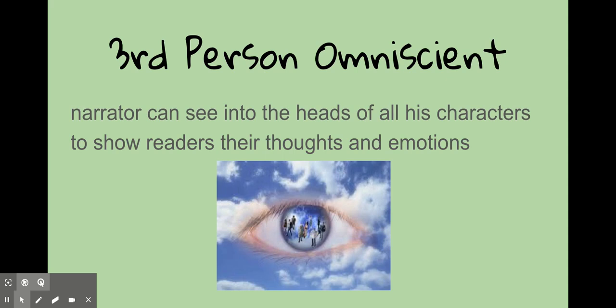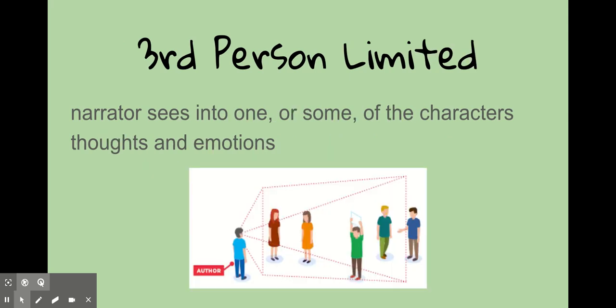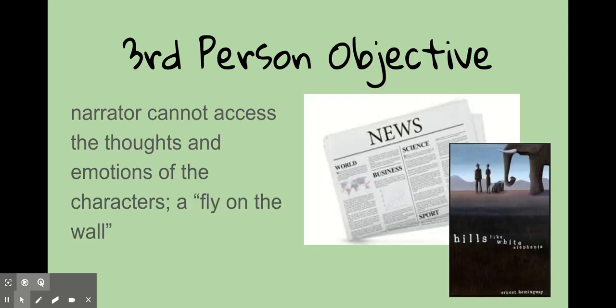They know what each character's thinking. They're all powerful, all knowing, and can look into the minds of each character. Many times, however, the third person narrator is limited. So the narrator can see into one character's head or maybe a few of the characters, but the narrator cannot see into every single character's head. Sometimes with some characters we only get what they say and do, and we don't ever know what they're thinking, and we have to draw our own conclusions. So that's a third person limited narrator.